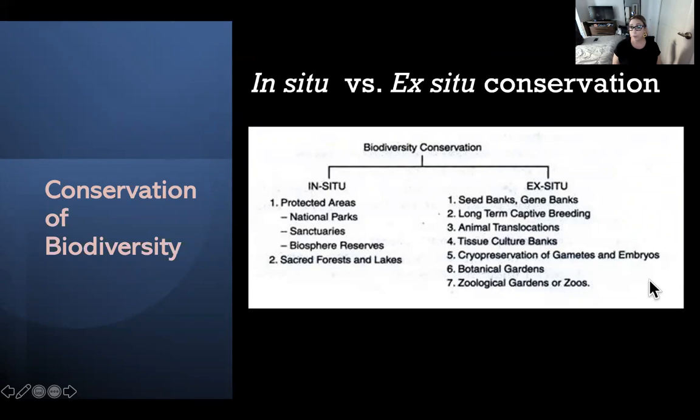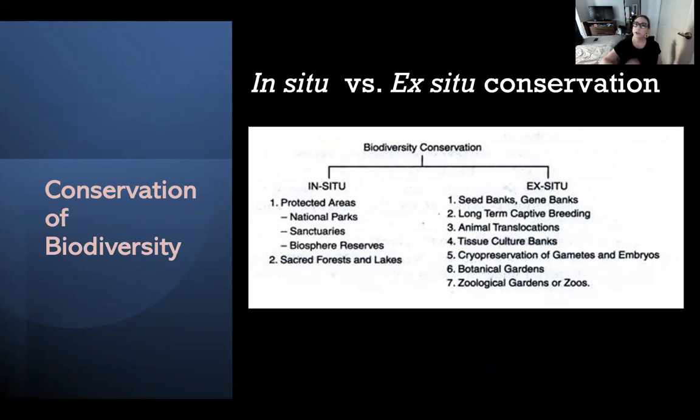So here are your examples in situ, within an organism's habitat. Here's where we normally do protected areas: national parks, sanctuaries, reserves. It's the sacred forests and lakes. I think that just means conserving areas that are sacred to indigenous peoples.